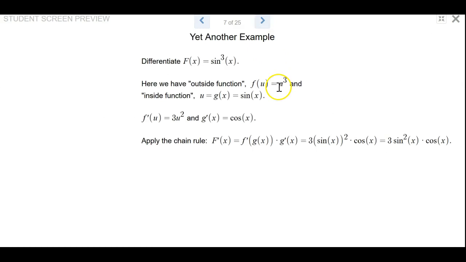So here's another trig example. This time the outside function is a power function, u cubed, and my inside function is sine x. So the derivative of my outside function is 3u squared. The derivative of my inside function is cosine x. I form their product, and again I am finding f prime of g of x. So I replace u with the actual expression for g of x in my final result, and then multiply it by g prime of x.